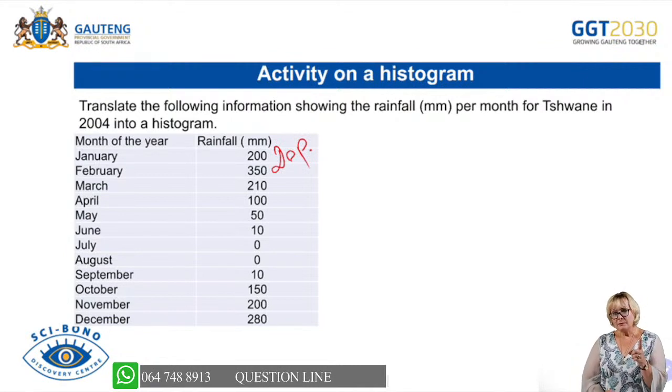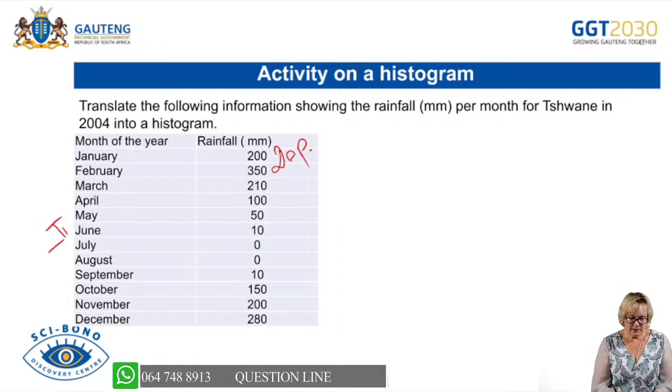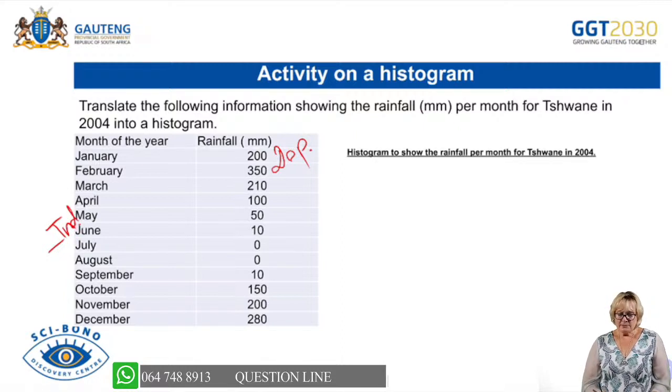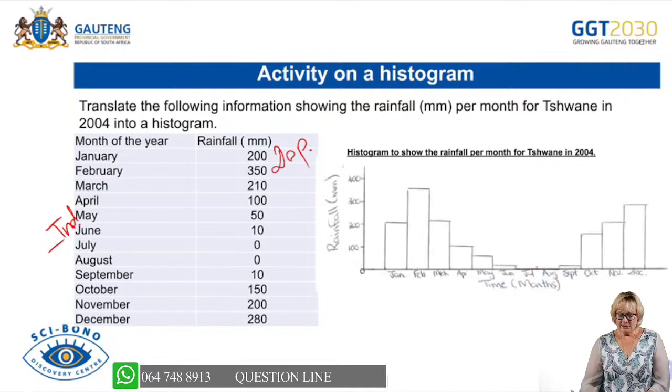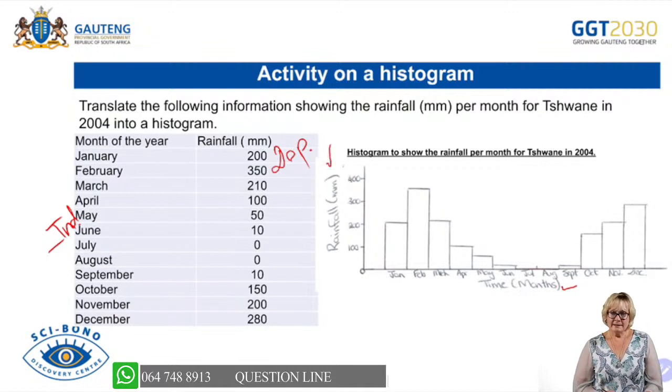And what did we say? If they give you a table, where is the independent variable? The independent variable is normally the first column of the table. So this is our independent variable. Okay. Now let's look. First of all, there is our heading, histogram to show the rainfall per month for Tshwane in 2004. And there is the histogram drawn. Now let's look. There is the labeling for the x-axis. There is the labeling for the y-axis. Can you see the units are included? Months, and there's millimeters.